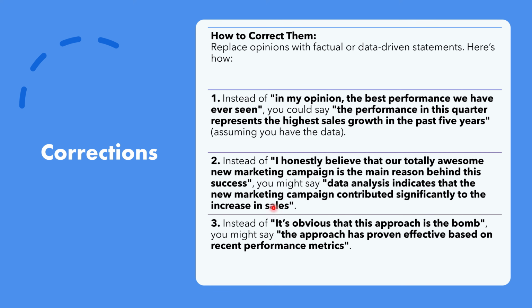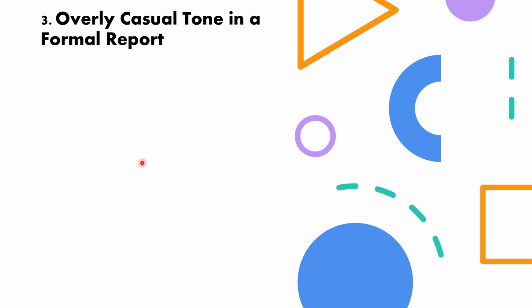Also, when we say it's obvious that this approach is a bomb, we can say the approach has proven effective based on recent performance metrics. So the approach has proven effective based on what? Which is the best question you can ask yourself while writing a report. Based on what? Based on recent performance metrics, which is a very beautiful answer, and also assuming you have the data. The last one we have is overly casual tone.